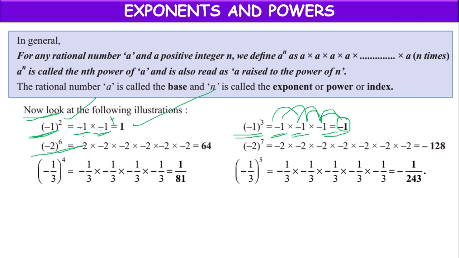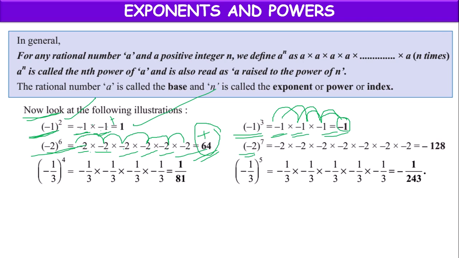Minus 2 whole power 6: minus 2 multiplied 6 times. Minus into minus is plus, plus into minus is minus, and so on. On the whole, we will have a plus symbol. 2 times 2 is 4, 4 times 2 is 8, 8 times 2 is 16, 16 times 2 is 32, 32 times 2 is 64. On the whole, the value is plus 64.